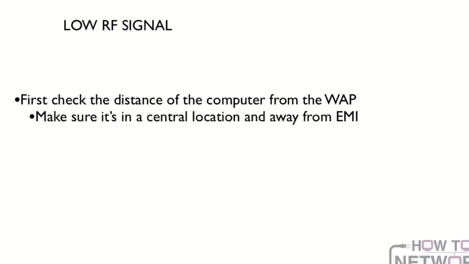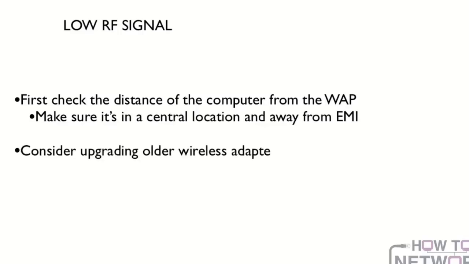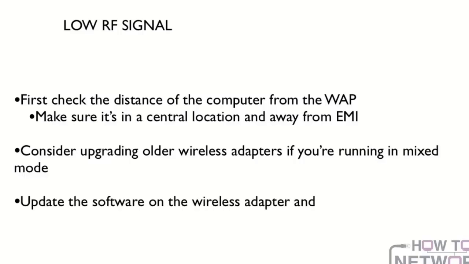You want to make sure, as we've mentioned, that the access point is in a central location and away from anything that's giving off a lot of EMI. You may also want to consider upgrading to a new wireless adapter. A lot of wireless access points are really not that expensive, so it doesn't hurt to spend $50 if that's going to get you that much more internet connection. You want to update the software on the wireless adapter and on the access point to the latest firmware versions, and that can help some speed issues as well. Sometimes you can also try using a different channel.